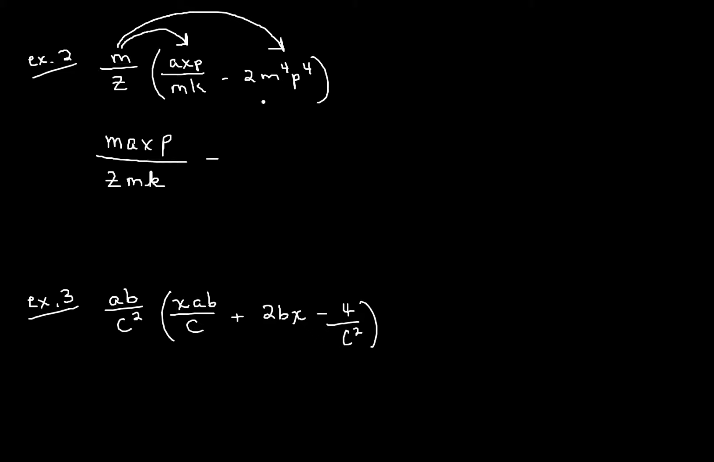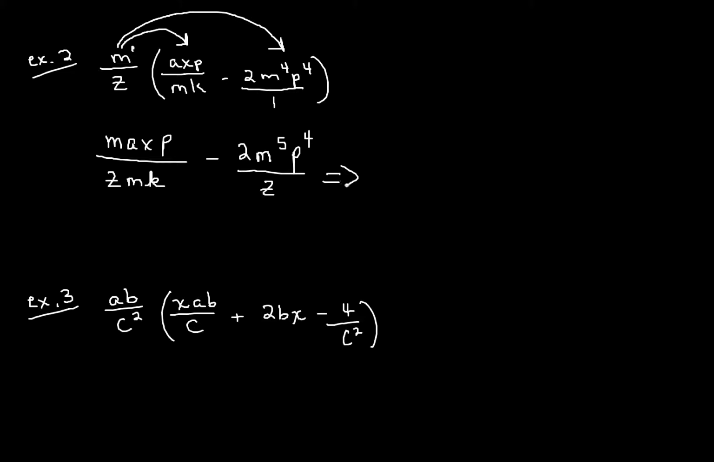In the numerator over here, this is the same as being over 1. So we're going to take the m times what's in the numerator. So that's going to give us negative 2 m to the 5th, because we have an m to the 1st and an m to the 4th. When the bases are the same, we add our exponents. And it's going to be p to the 4th all over z times 1, which is z.